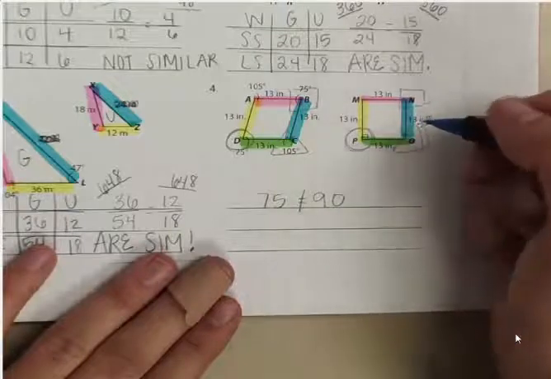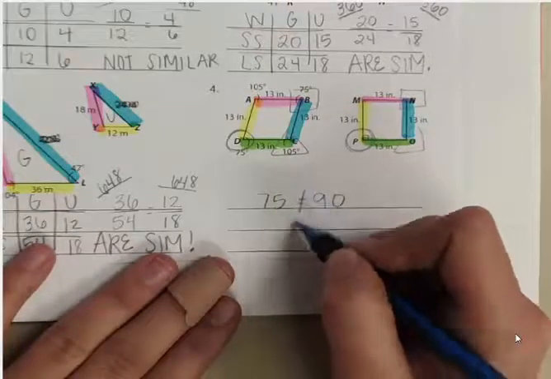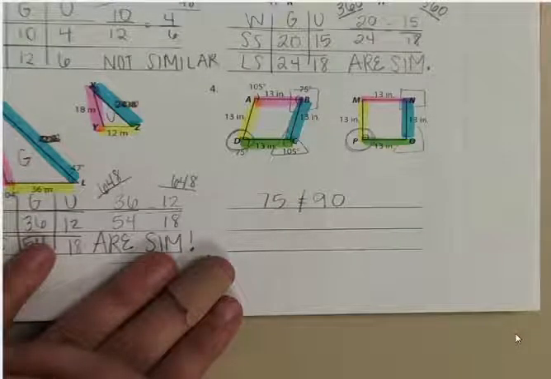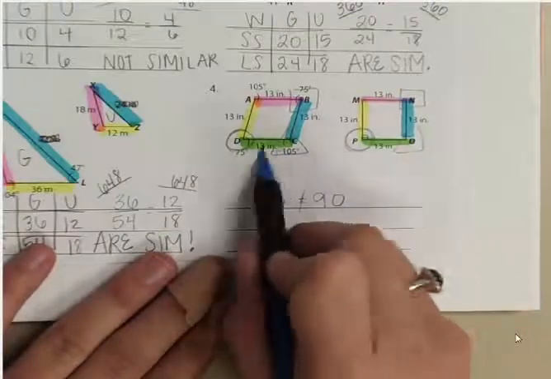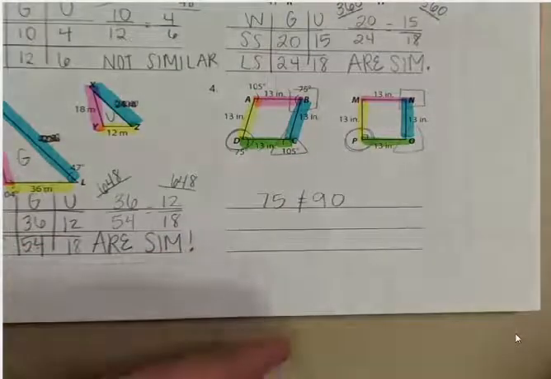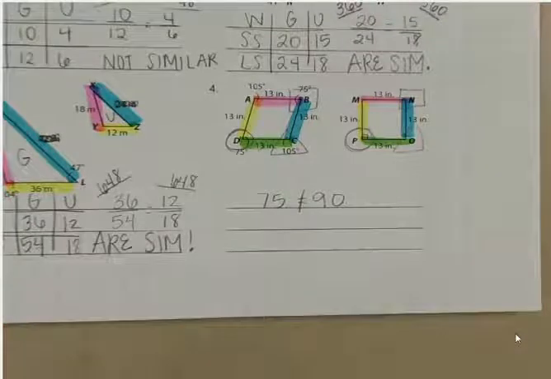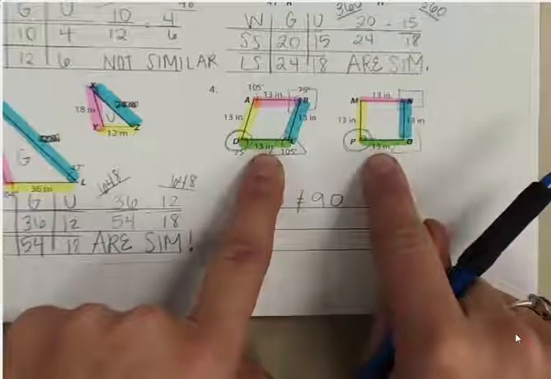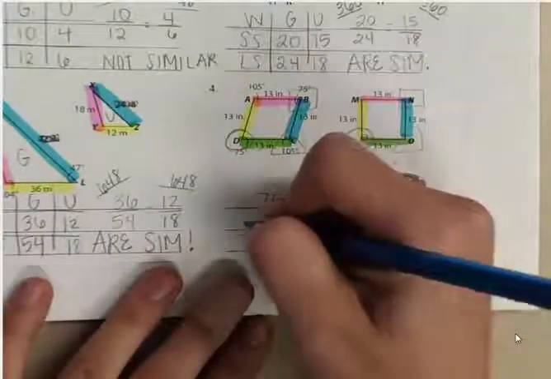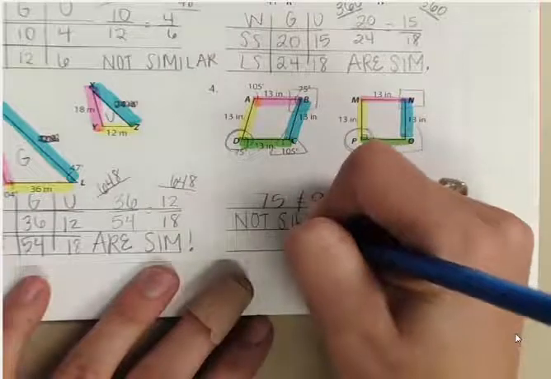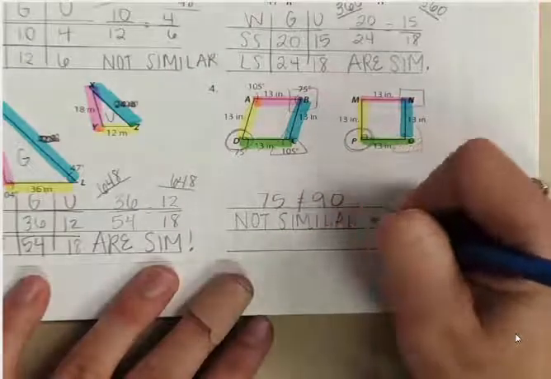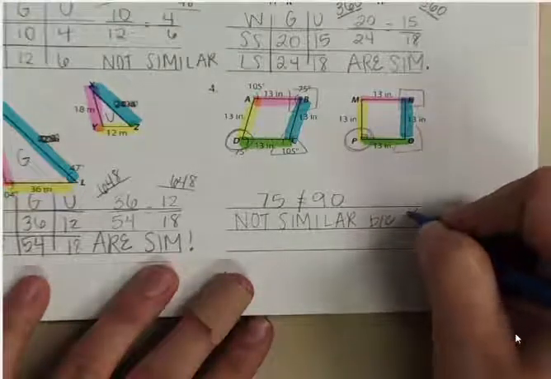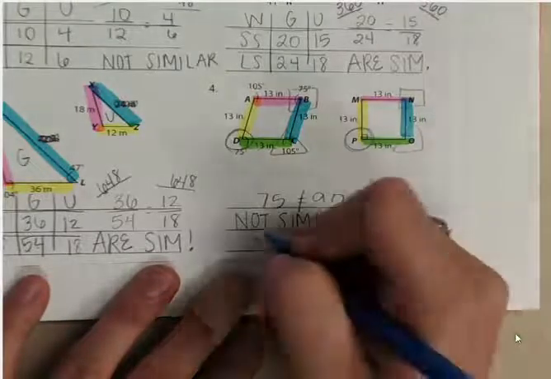So they're not equal. If you were to set up a WGU, you would see that these are equal, and so the proportion for the sides would be equal, but the sides and the angles also have to be equal. So just because the sides are proportional, the angles aren't. So not similar, because angle, that's what the abbreviation for angle is. Angles are not equal.